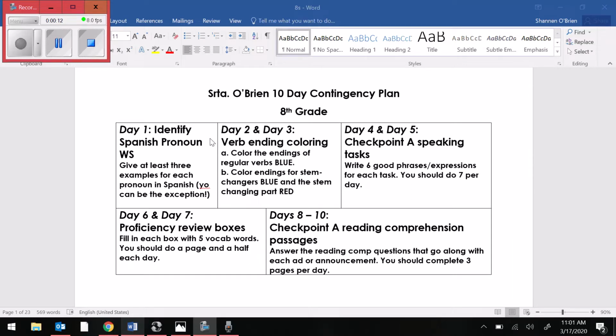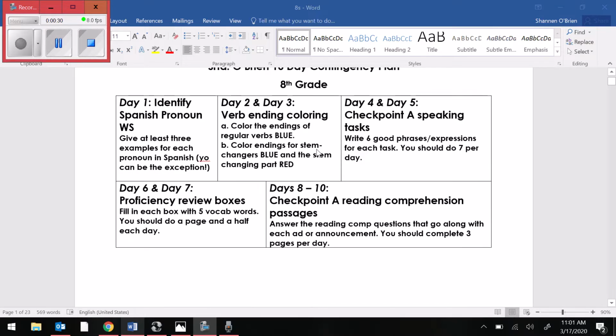Okay, if we look right here where it says day 2 and day 3, you're doing your verb ending coloring. So it says color the endings of regular verbs blue and color endings for stem changes blue and the stem changing part red. Let me just go over what I mean by those two specific directions, okay?